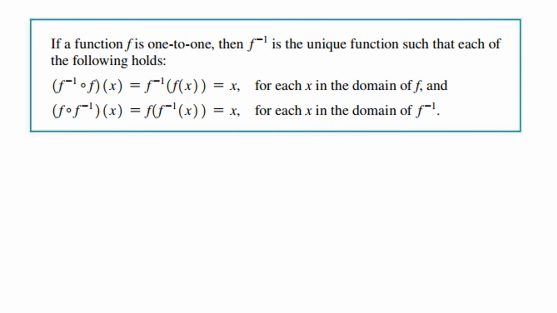If a function is 1-to-1, then f inverse is the unique function such that each of the following holds. That is, if we start with x and we operate on that with f, and then we operate on that with f inverse, we get x back again for every x. Similarly, if we start with f inverse of x and then we do f of that, we get x.